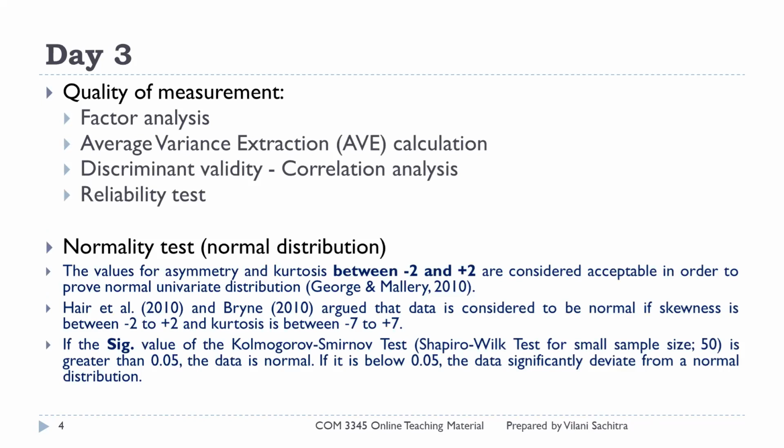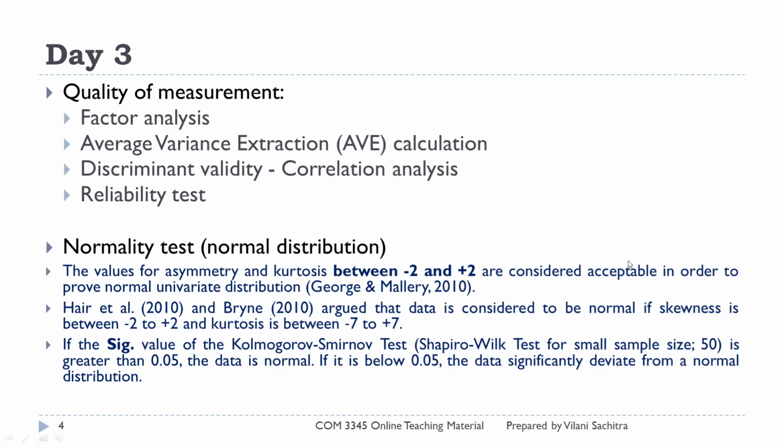So in day 3, our last session, we discussed one of the most important analyses in our quantitative data, that is the measurement of quality, or the quality of the measurements. Here, we discussed how to do the factor analysis in order to identify how factors are loading properly, how your measurement items are loading properly into your desired variable. And then we calculated average variance extracted. In that way, we again confirm that our measurement items are valid.